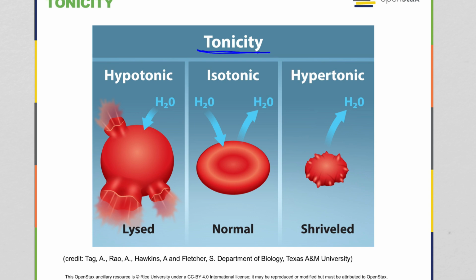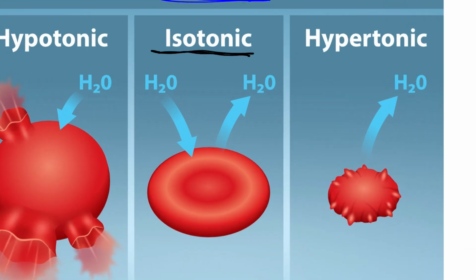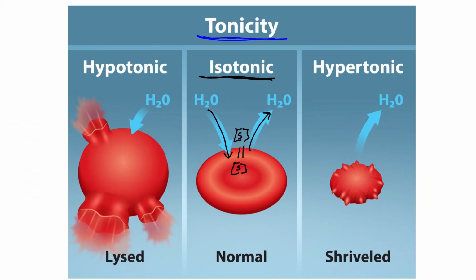If it is the same on both sides, we say that the cell is isotonic, meaning the concentration of solutes inside the cell and the concentration of solutes outside the cell is equal. Right? Then movement of water in and movement of water out is going to happen at the exact same rate, and the cell stays its normal size. That's what we want. Right?